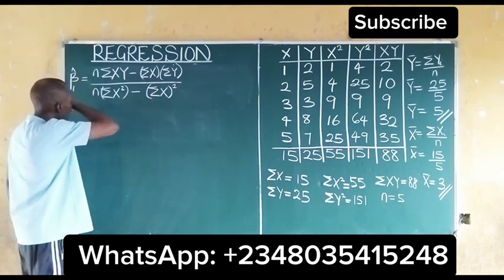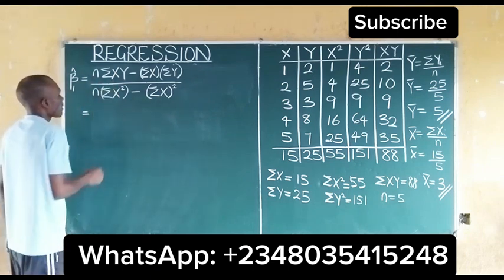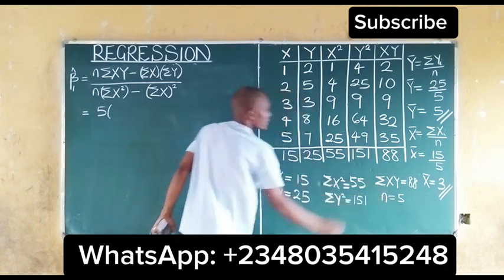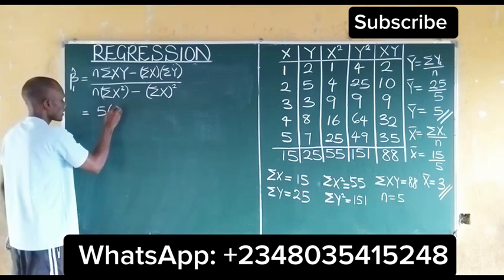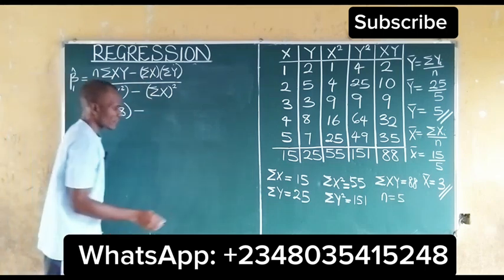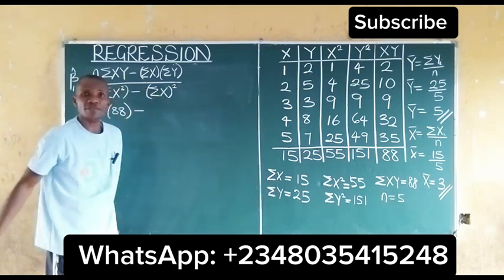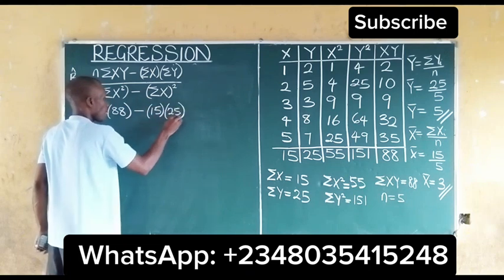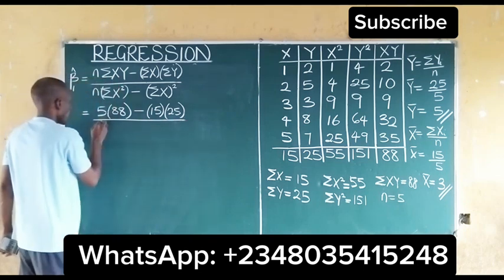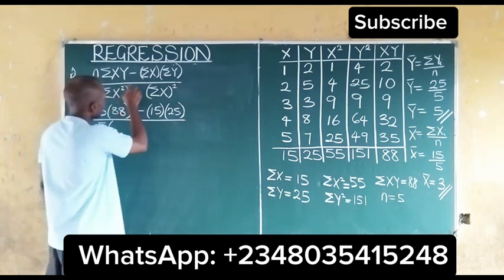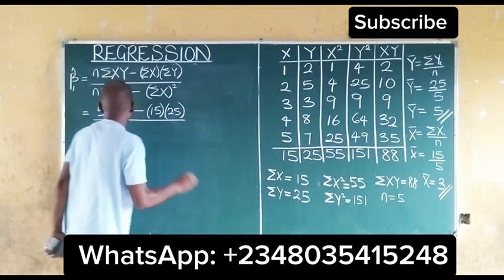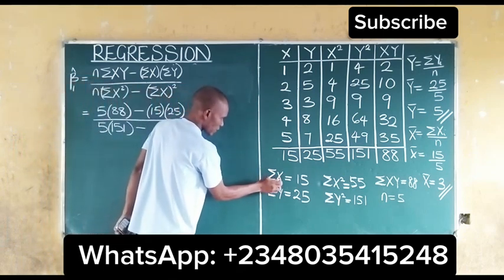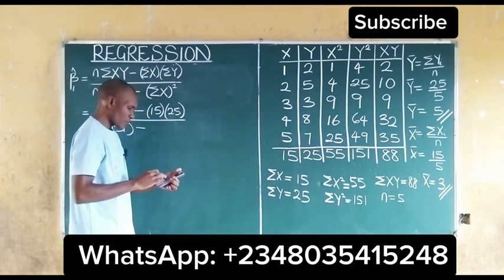So we'll write this as n, which is 5, multiplied by summation of xy, which is 88, minus summation of x, which is 15, multiplied by summation of y, which is 25, all over n, which is 5, multiplied by summation of x squared, which is 151, minus summation of x all squared. So we have 15 squared, which is 225.